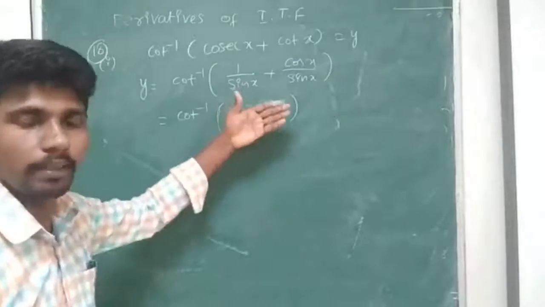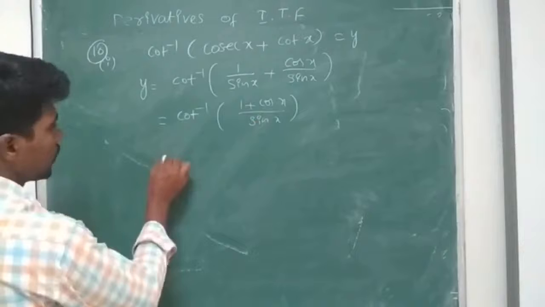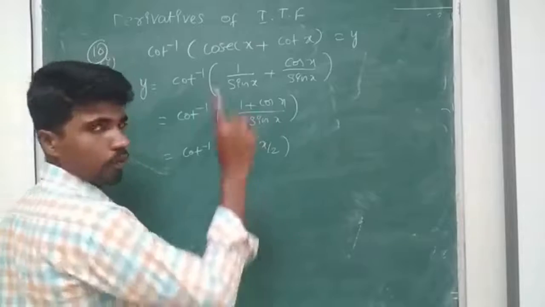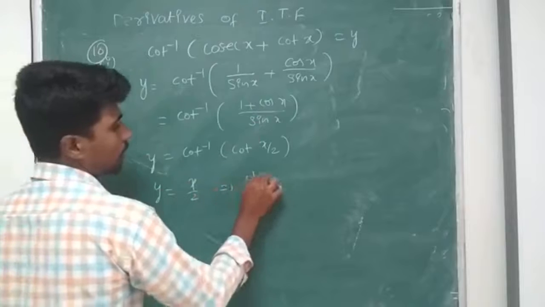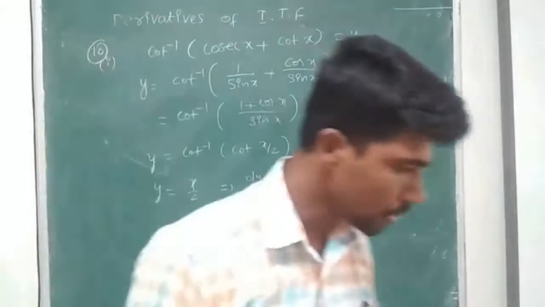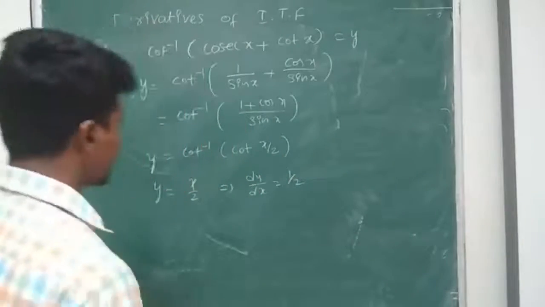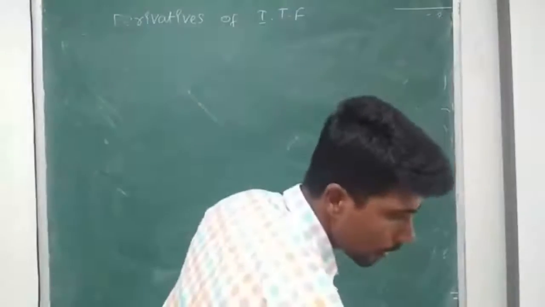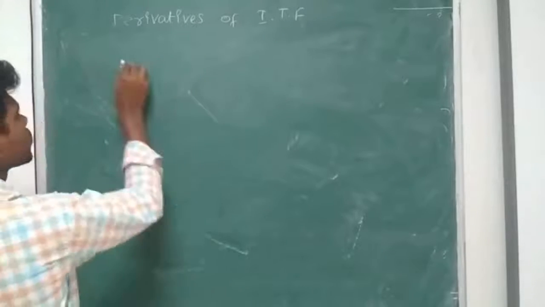There we have sin x by 1 plus cos x, here we have 1 plus cos x by sin x. So I use the same result. So I get cot inverse of cot x by 2. You have to follow the previous problem for this. So y is equal to x by 2, dy by dx is equal to 1 by 2. So go to one more problem, question number 11: y is equal to sin inverse of x by root 1 minus x square.